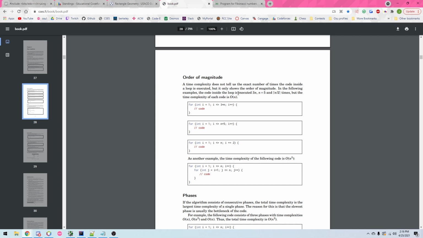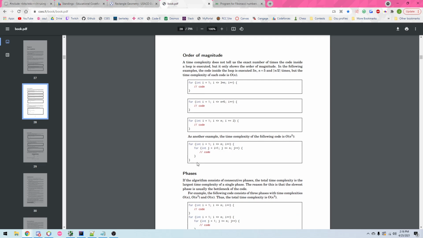So right here, the time complexity of all three of these is still O of n. Because yes, we're multiplying this by 3, but in the grand scheme of things it doesn't really affect the magnitude in general. We multiply this by 3, it's still O of n. We can add 5, it's still O of n. We increment i by 2, so technically this code would only run n over 2 times. It's still O of n.